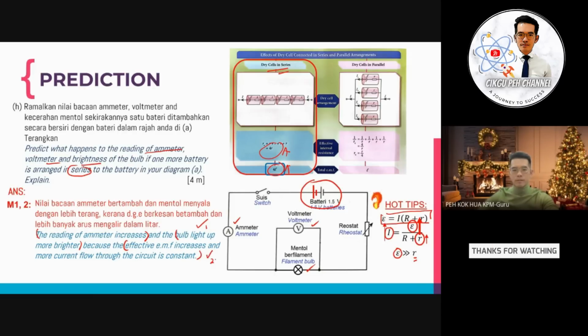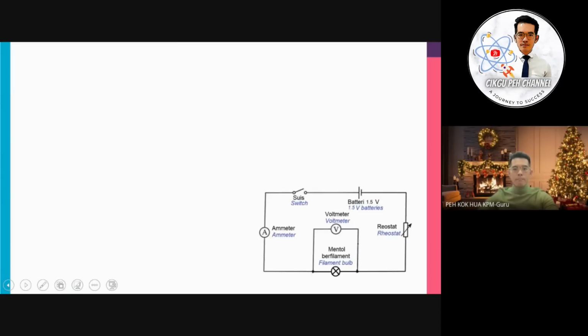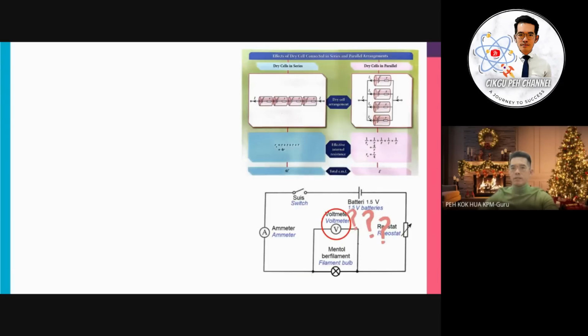Okay, so this will be the second one. Then the next will be the predicted reading of our voltmeter here. Again the changes here will be these two, as I mentioned already just now: total EMF and effective internal resistance. So we apply this formula again. We rearrange our formula V equal to EMF minus IR. You can see these two values actually increase. However, the EMF value will be greater compared to R. So the voltmeter reading will increase.